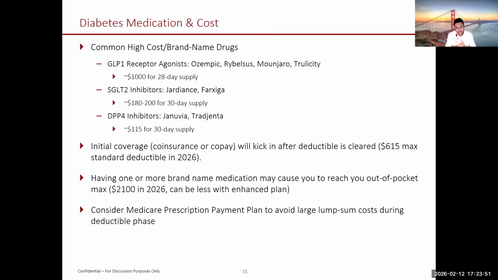linearly. Another thing that we will get into a little bit later, but is important to consider with high cost medications, is the Medicare prescription payment plan. And this is an option available to all members of Medicare Part D plans or Advantage plans that have prescription coverage, where you can spread the cost out of your medications and avoid very large lump sums at the pharmacy.